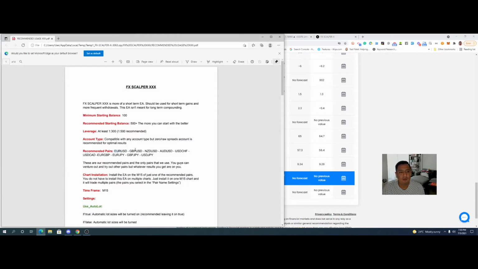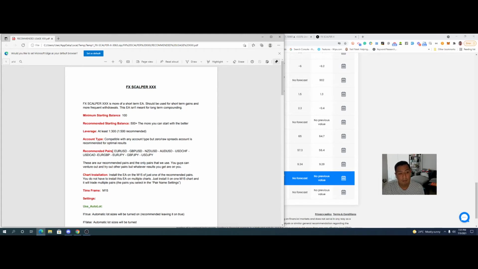We have EUR/USD, GBP/USD, NZD/USD, AUD/USD, USD/CHF, USD/CAD, and USD/JPY. So the only pairs that we'd be able to really use, if we were not going to use the pairs for the whole entire week with the old strategy that we were thinking about, would be these 3 pairs.